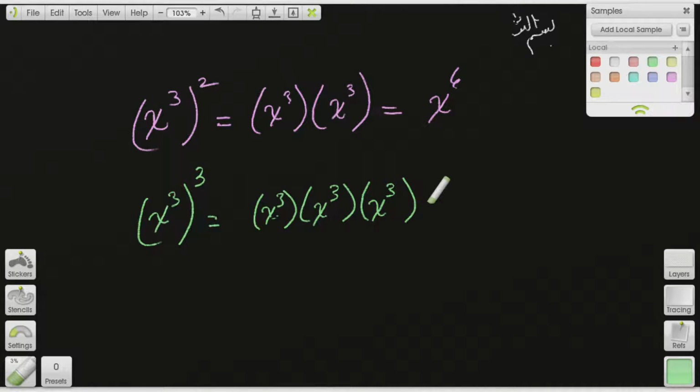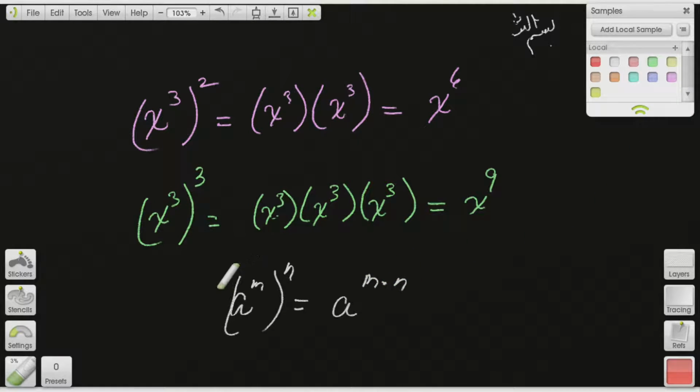Okay, so that's going to be x to the, there's 9 of them, right? X to the 9th. Now we can summarize this as a rule, see? (a^m)^n equals a to the m times n. So that's another rule.